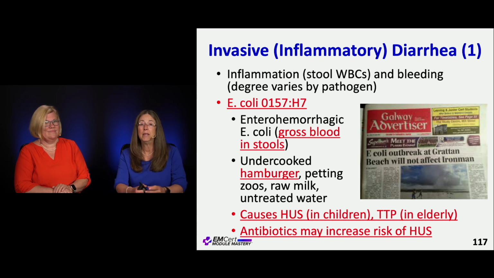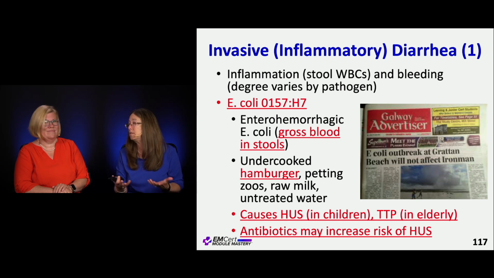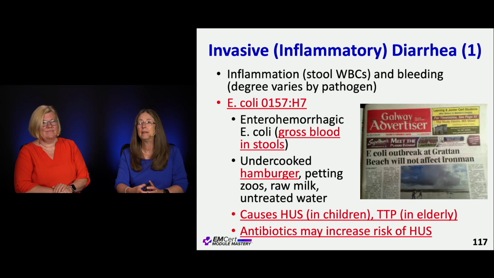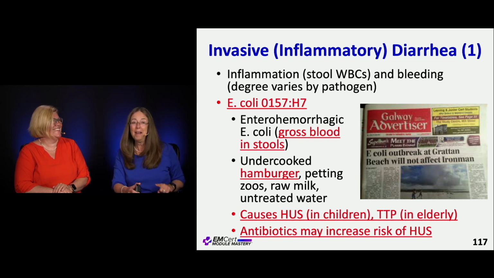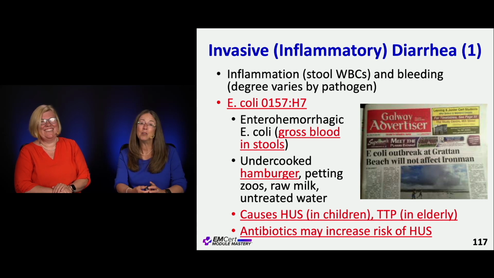One of them is enterohemorrhagic E. coli, which is the O157:H7. So basically, enterohemorrhagic E. coli causes gross bloody stools. So this is somebody who has bloody bowel movements. And the classic undercooked burger you got at that drive-through can give you this. But also petting zoos, raw milk, and untreated water can do this. So this is not the traveler's diarrhea.